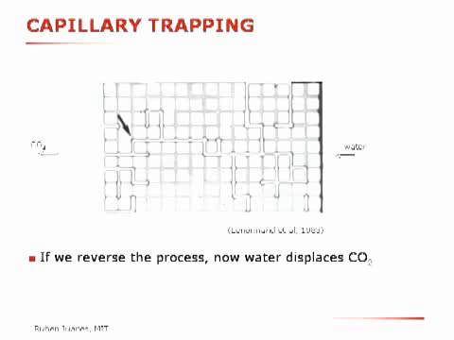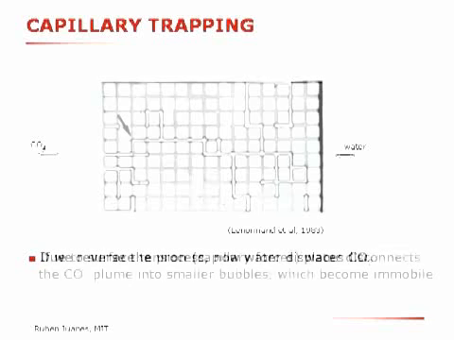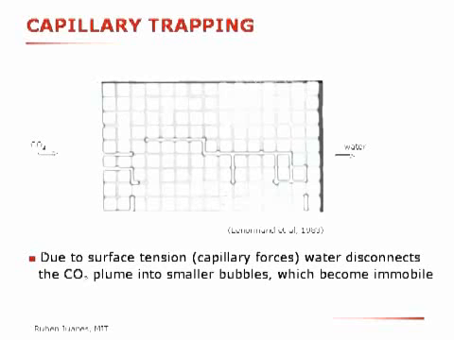You can see that water is displacing CO2, and as illustrated here by the arrow, leading to the next slide, we see that water, due to surface tension effects and capillary forces, snaps the CO2 plume, leaving a blob or a bubble of CO2 behind, as seen in the center of this slide. This effectively renders the CO2 immobile.